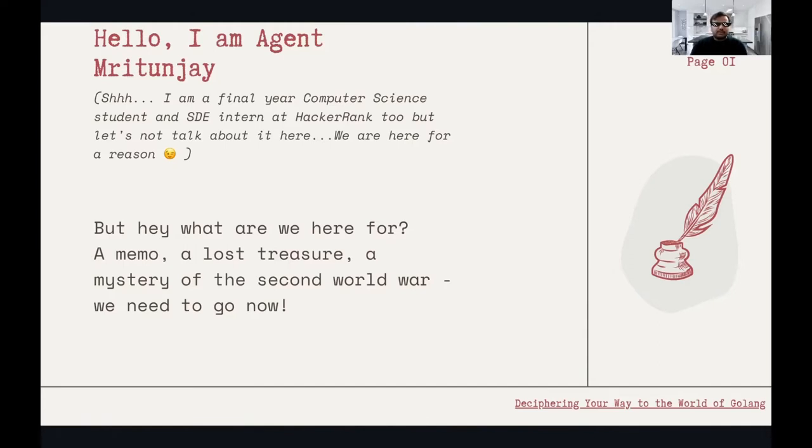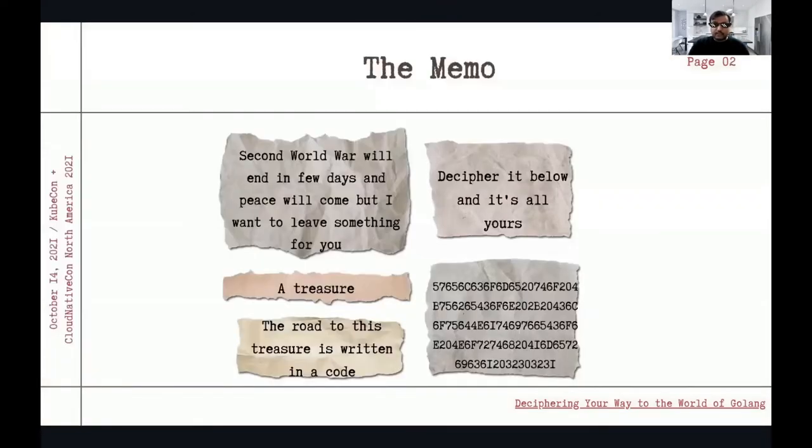But what is the memo about? What is the lost treasure about? Let's see that. The memo. Oh my God. This looks like a really, really old memo, a Second World War type memo. Second World War will end in a few days. Okay, yeah, it has ended a long time back, thankfully. And peace will come. Peace has come. Thank you so much. But I want to leave something for you. What? A treasure? A treasure?